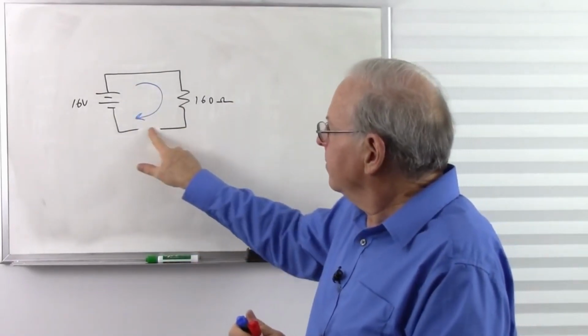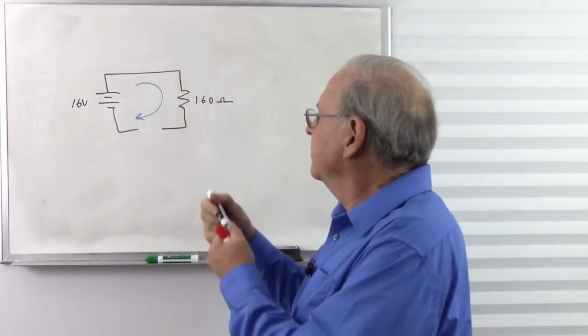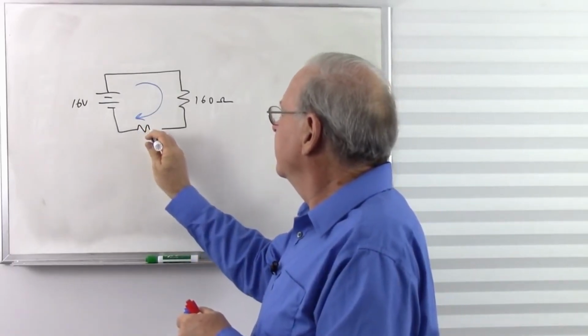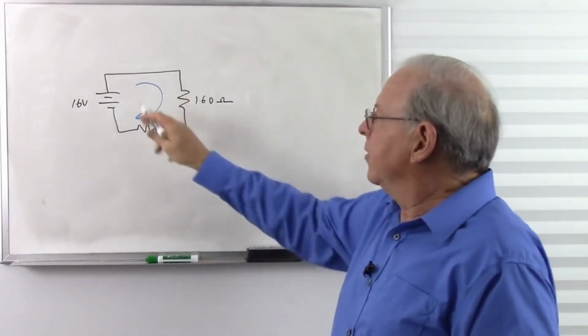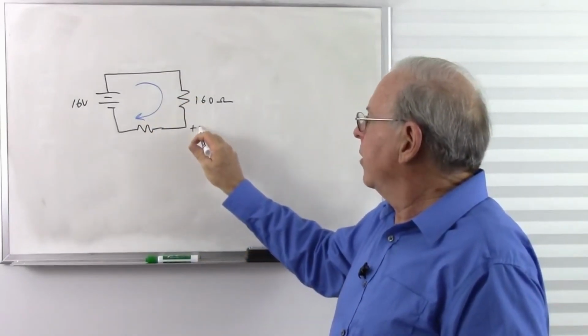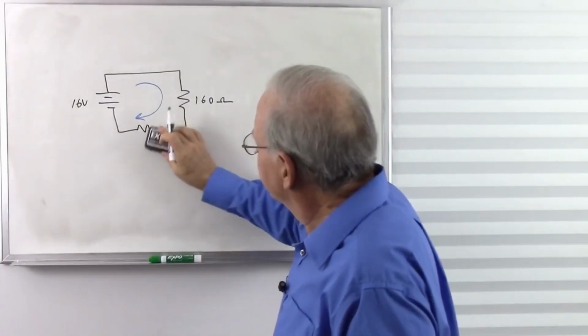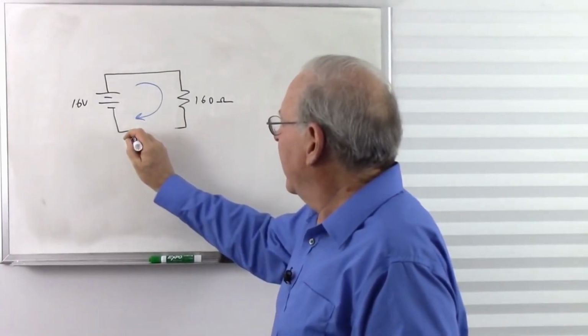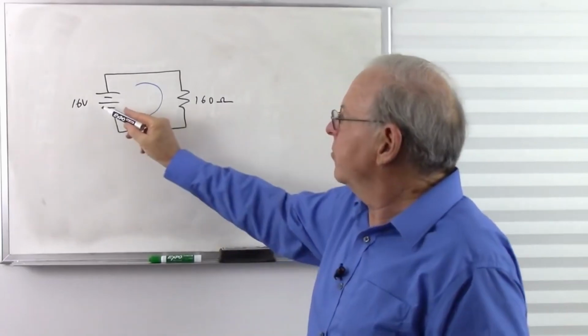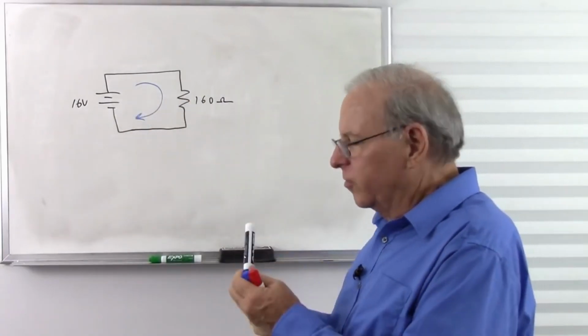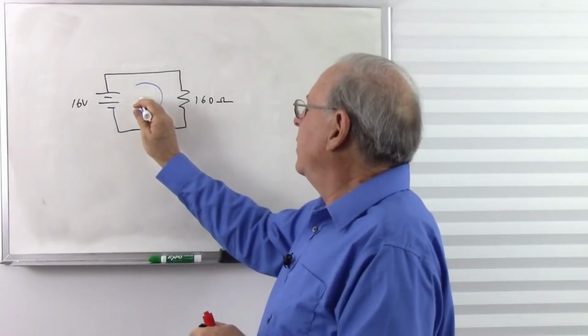The load was here. So I had a load, and it balanced out so that I always had 12 volts here. But now, the load is gone. So this is all I have. It's just a simple circuit. 16 volts, 160 ohms, gives me 100 milliamps.